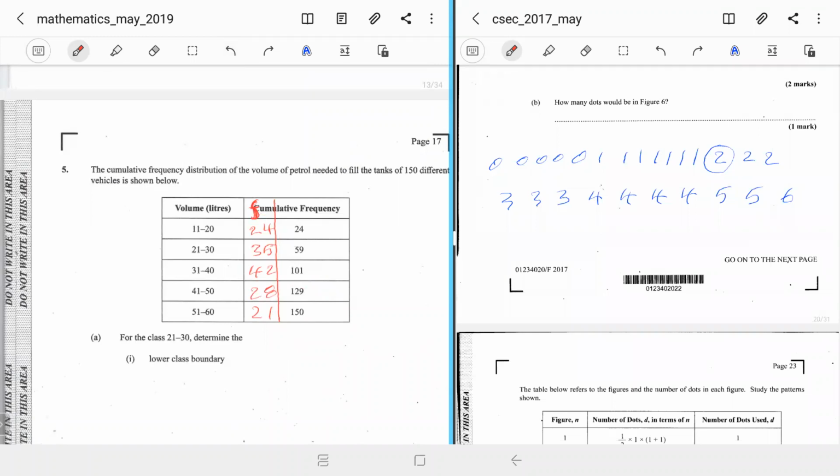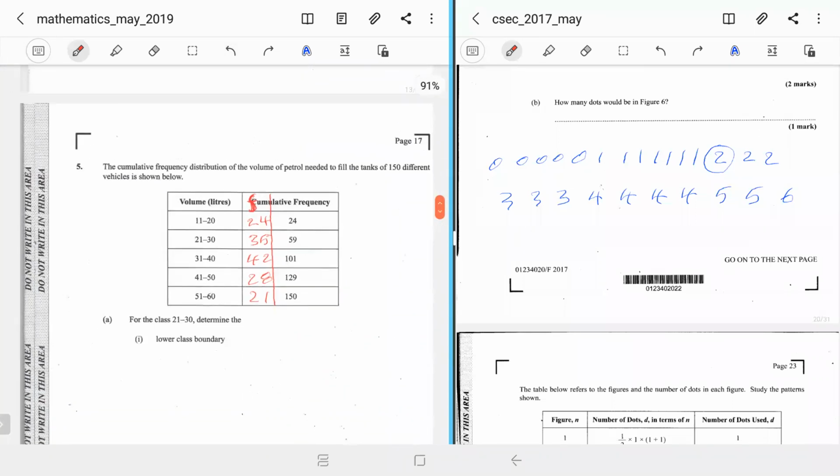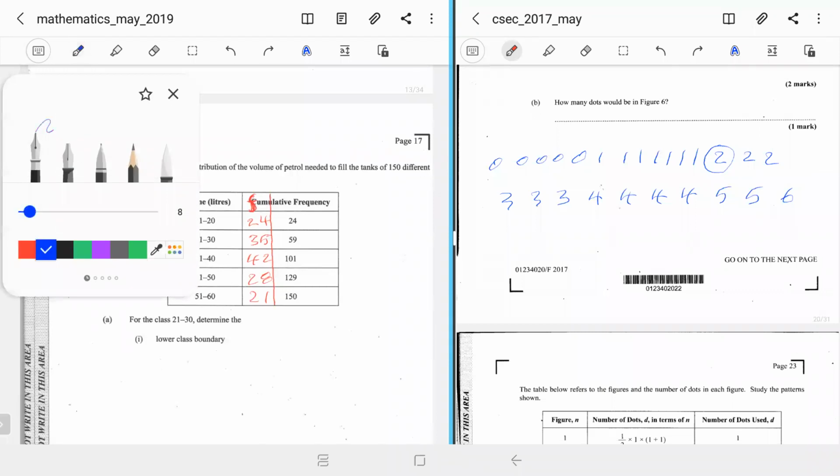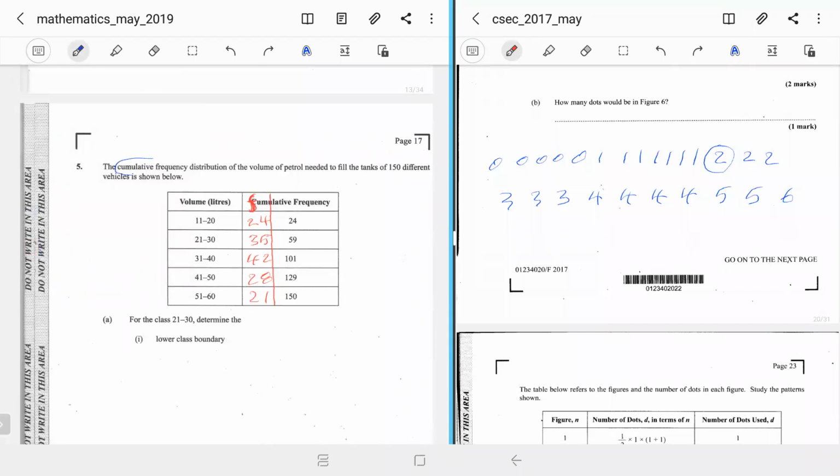Good. Always insert a frequency column when given a cumulative frequency, because the data is incomplete. You want to see the actual frequency for each class. All right. Frequency is very important. All right. Let's answer the questions now. Do that first. The question says: the cumulative frequency distribution of the volume of petrol needed to fill the tank of 150 vehicles. So these are the volumes of petrol needed to fill the vehicles.